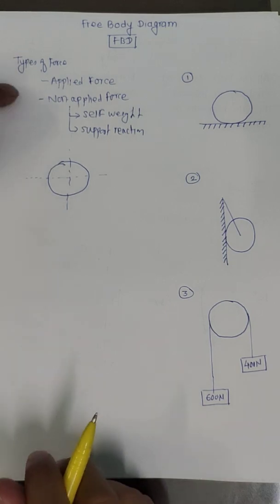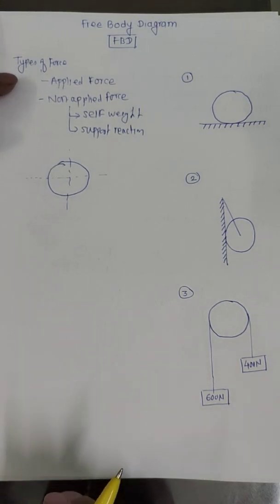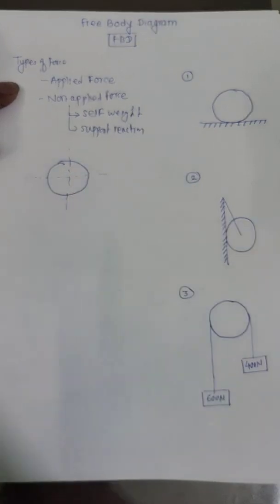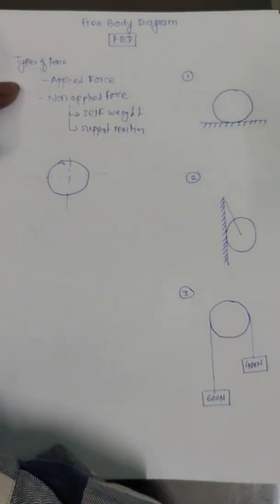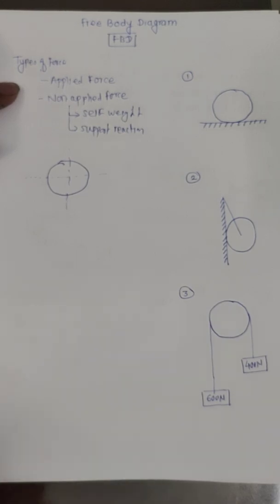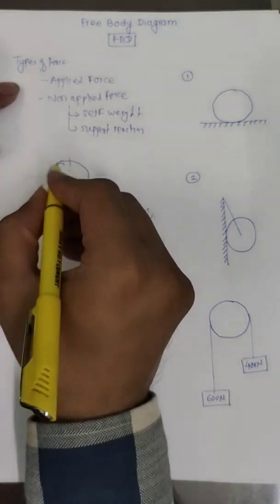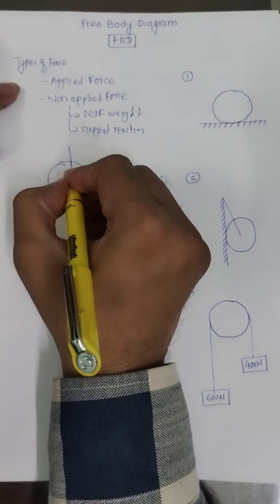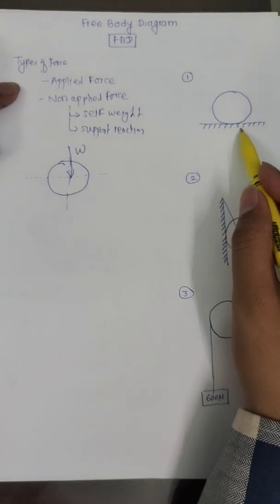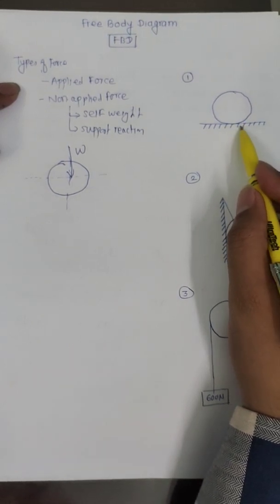Then move towards the non-applied forces. Here non-applied forces means self weight, so we have to implement the self weight. Here self weight is always acting in vertically downward direction. Okay, mention this: self weight of the body is always acting in vertically downward direction. So here we can mention the self weight of the body denoted by W, and this sphere is in contact with this road surface. So there will be the support reaction.